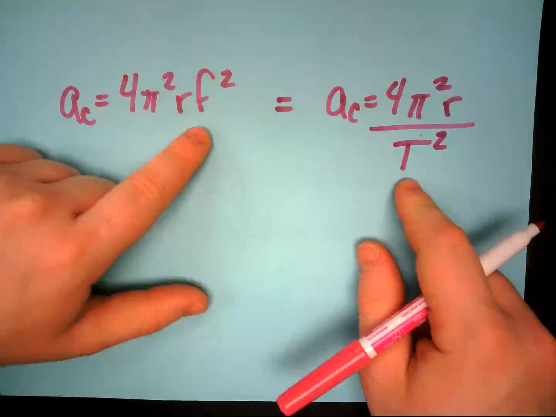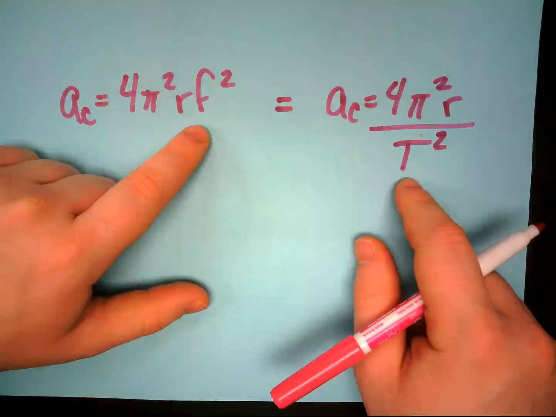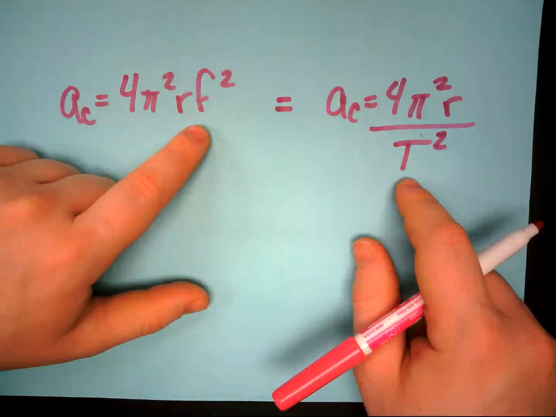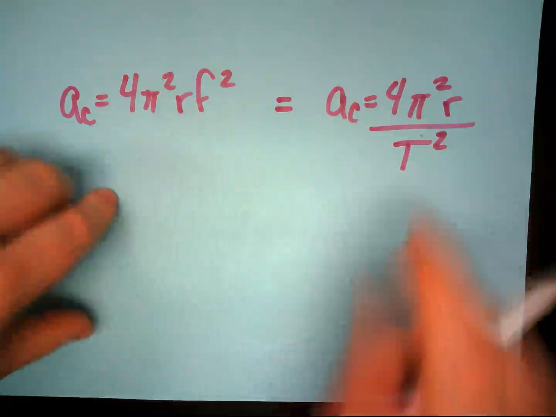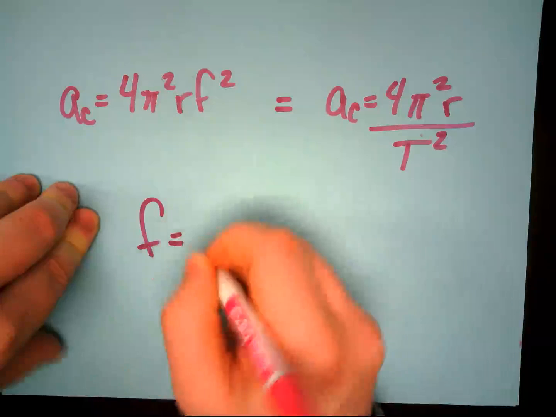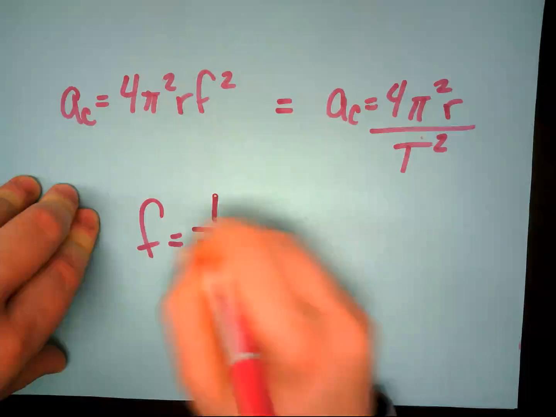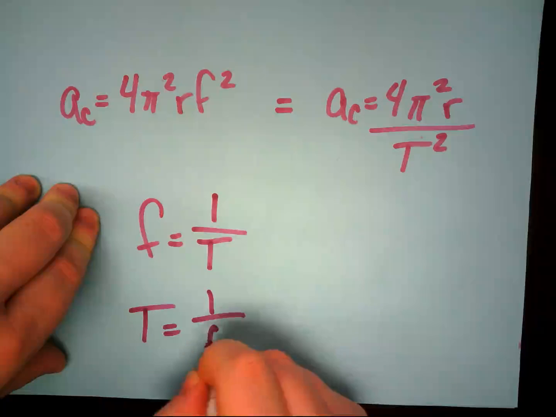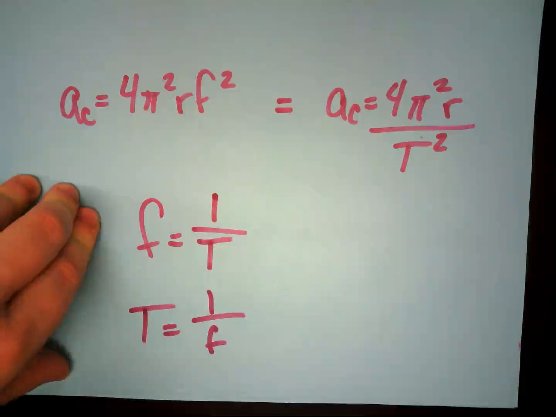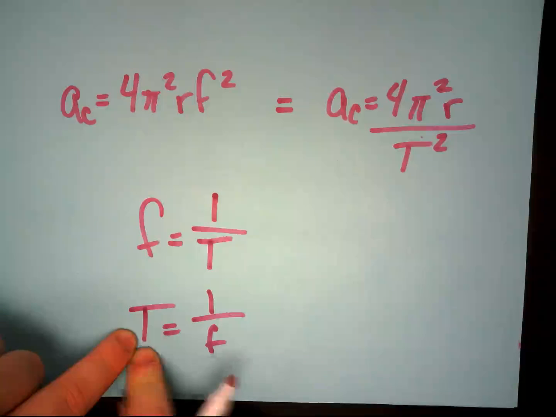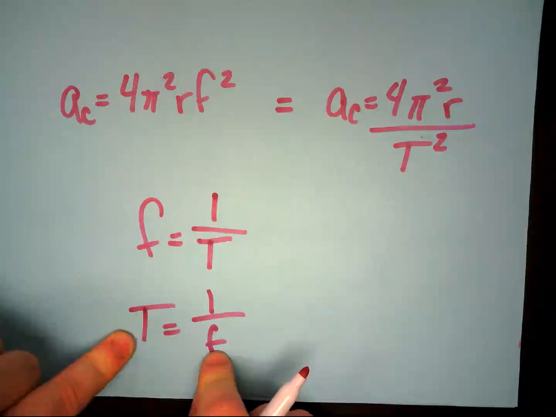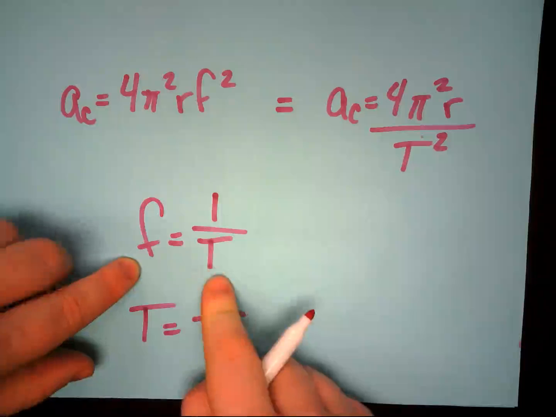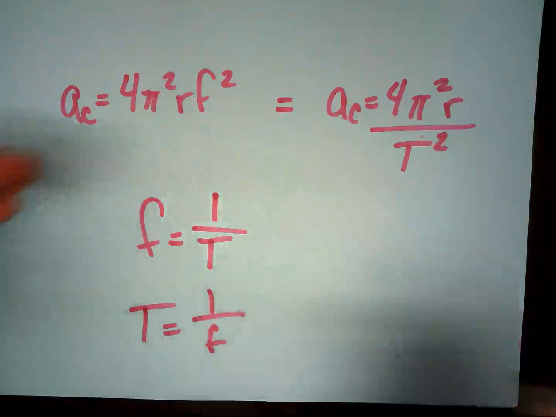Now, I never really talked about how these work out. I do a little bit, but I don't write it out in the notes. But they're the same thing, so what makes the difference here? Well, frequency is just equal to 1 over T, and the opposite is true the other way, that T is just equal to 1 over f. Because again, this is the time, this is the number of revolutions.